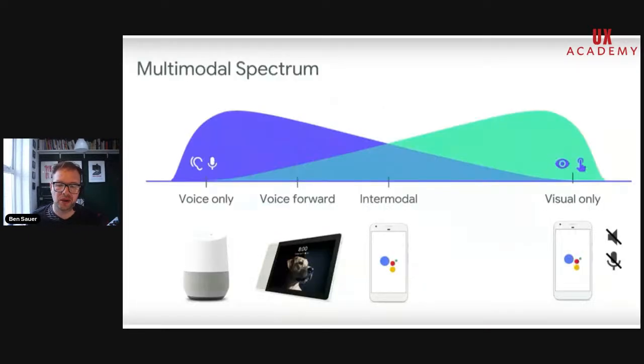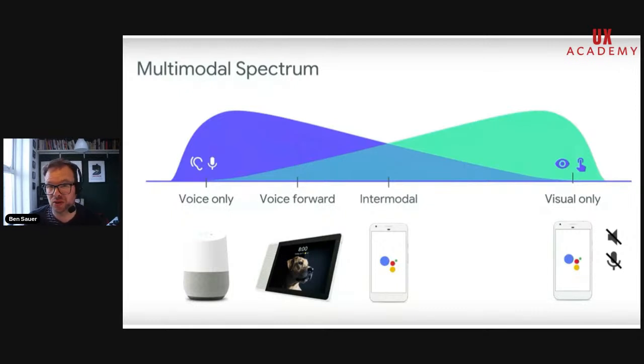Now, this is another important thought about the future of voice, which is that it's going to be multimodal. This is the way Google tends to think about it. So you have this idea of voice only, right? This is the smart speaker market. Then you've got things like voice forward, meaning you start in voice, but you continue on screen. Those are the enhanced smart speakers with a screen attached to them that you'll often see in people's kitchens.